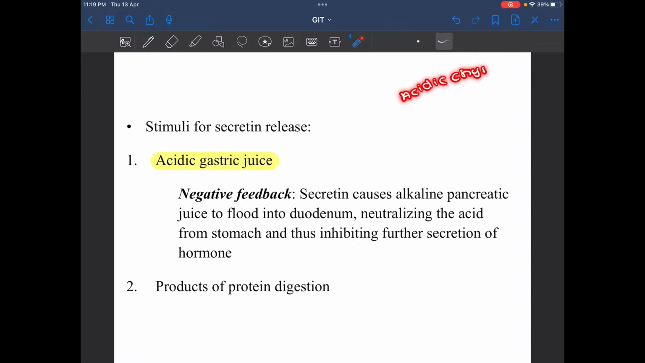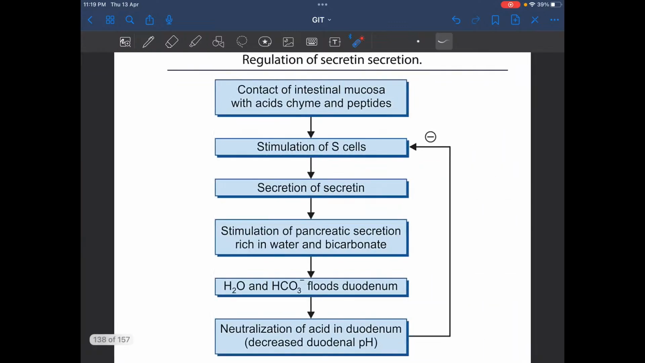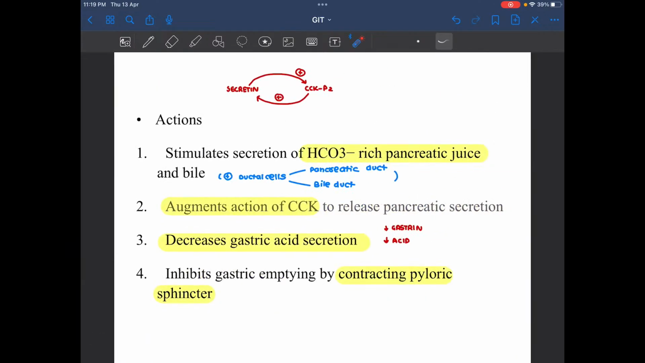So whenever the acidic chyme jumps from the stomach into the duodenum, it's going to be sensed by these cells, and they're going to secrete this secretin. So acidic gastric juice is a stimulus for the secretin, as well as your protein or products of protein digestion. And what is it actually going to do? These are the cells which secrete secretin. It's going to mainly lead to bicarbonate-rich pancreatic juice.